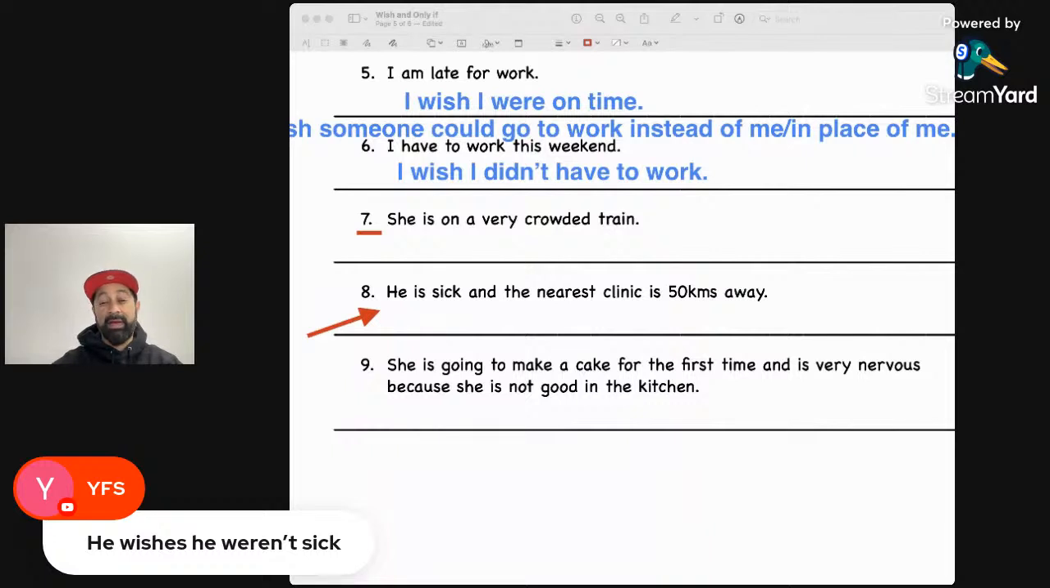You could also have the subject. We have XYZ both saying he. He wishes he. We could also say something about the clinic. What could we say about the clinic? He wishes the clinic.